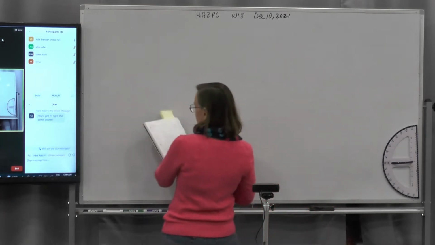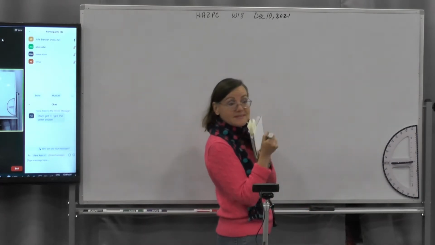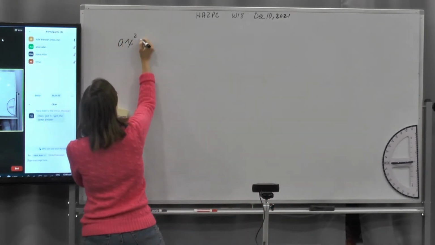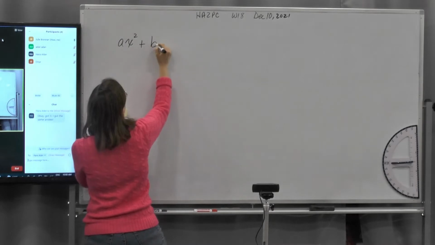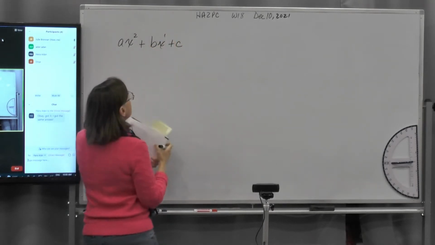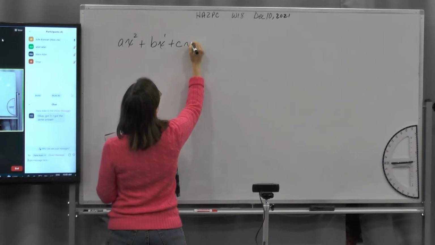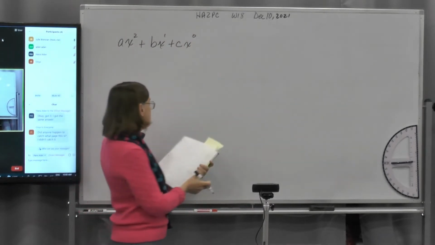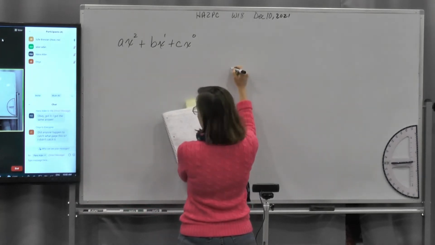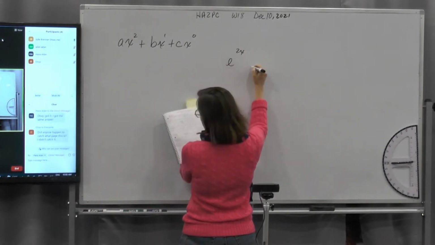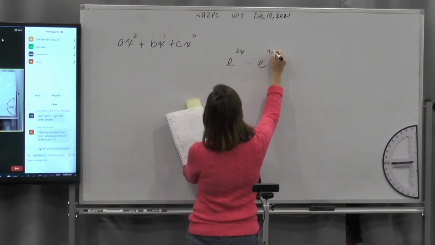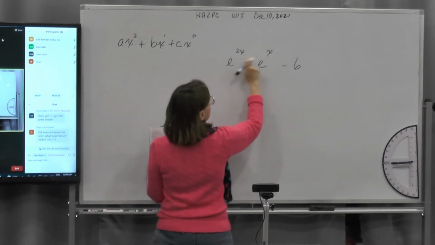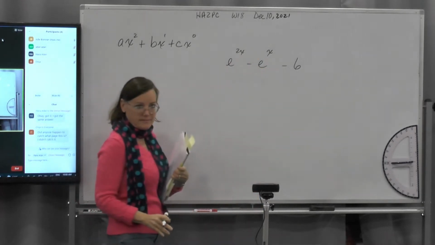Is it a trinomial? It's a trinomial. Is it a quadratic? It's a quadratic, right? If I have ax squared plus bx plus c, anytime I have this 2, 1, 0 pattern going on, and that's kind of what we have here: e to the 2x minus e to the x minus 6. Anytime this exponent is double that one, I have a quadratic.